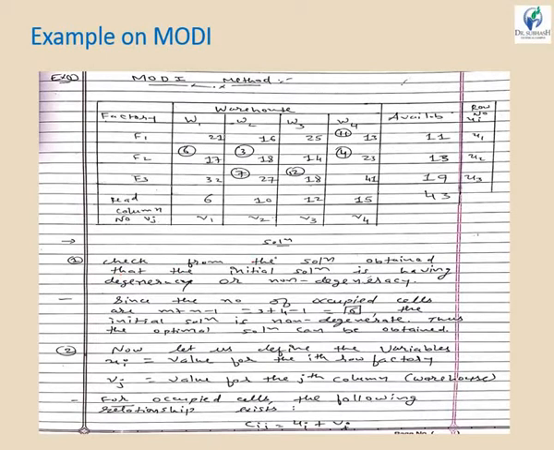So what is the first step? Check from the solution obtained whether the initial solution has degeneracy or non-degeneracy. This is one more thing that you need to check before going for the optimal solution. Now what is degeneracy and what is non-degeneracy? That can be checked by the formula m plus n minus 1. There are 3 rows and 4 columns.